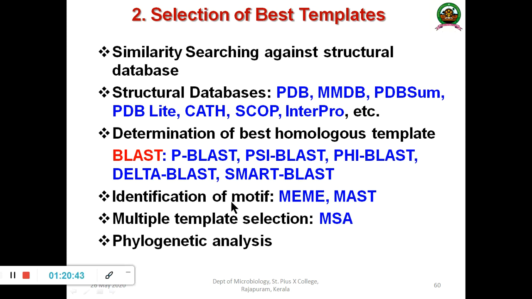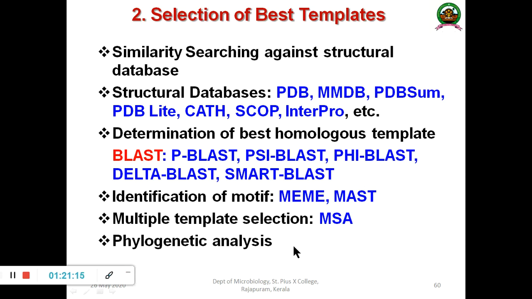And next tool you have to use is the multiple sequence alignment tool. So you want to align your sequences. Generally we use one target and one template, but you can use multiple templates also. If you retrieve multiple templates, then you want to know which template you will select for modeling. In that particular case, you should do multiple sequence analysis. Then you will have the data, and finally you will get the phylogenetic analysis.